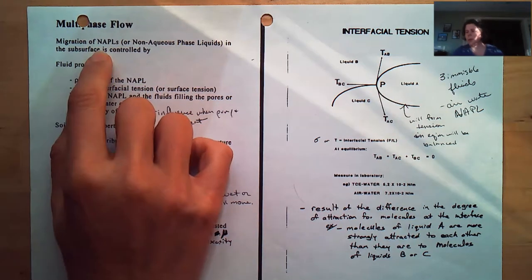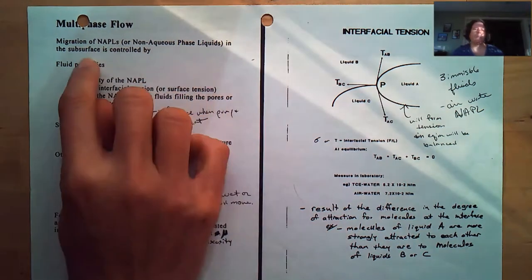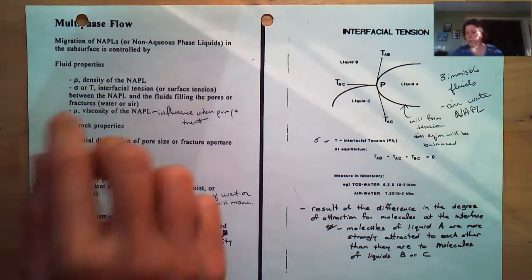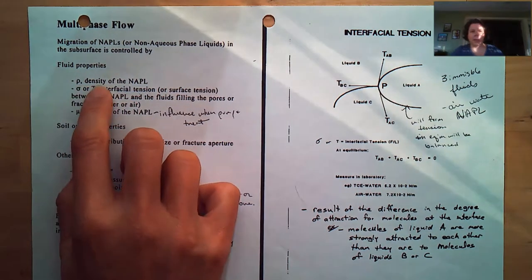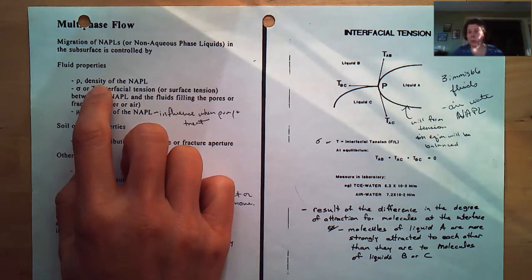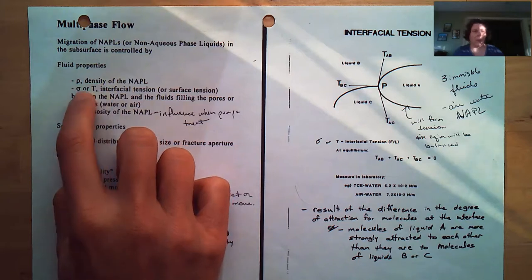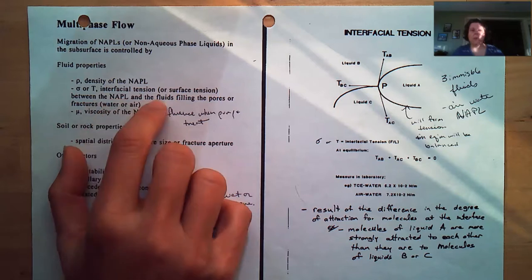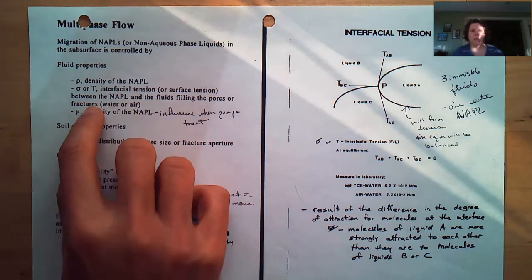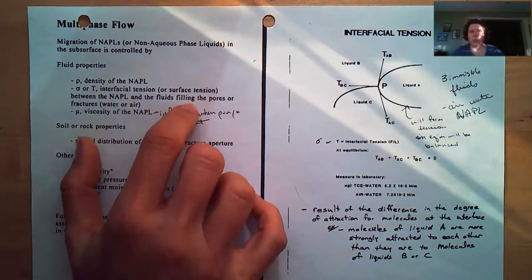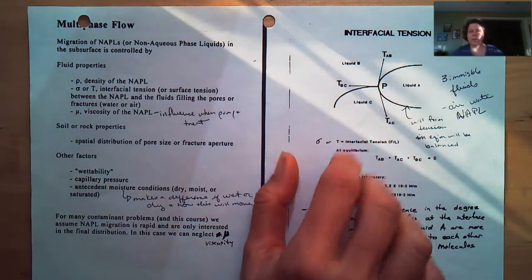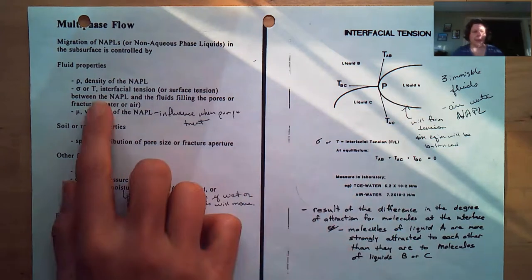So we're going to look at the migration of these NAPLs, or non-aqueous phase liquids, in the subsurface. These pure phase compounds are controlled by the density of the compound. So is it an L NAPL or a D NAPL will impact where it goes. So is it above the water or below the water? Also the interfacial tension or the surface tension between the NAPL and the fluid filling the pore or the fracture. And so we're going to talk a little bit more about interfacial tensions here and talking about three phases and some of the issues associated with that in a second.